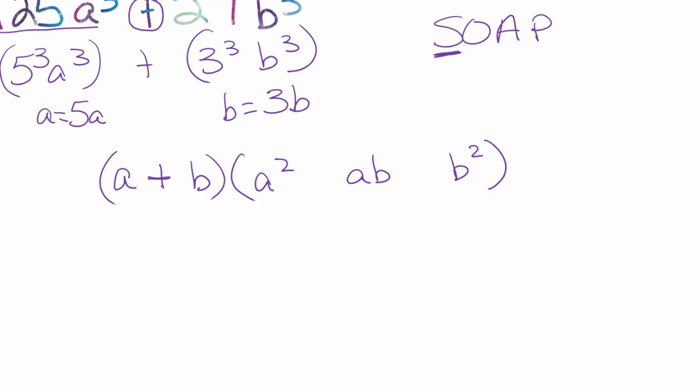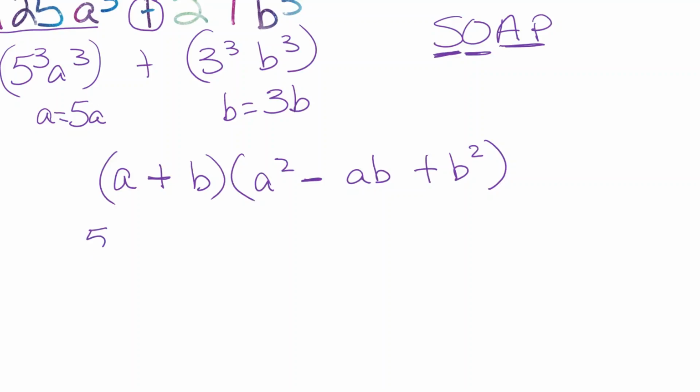The next one is opposite, so I had plus, so now I'm going to use opposite. And the last one is always positive. So it doesn't matter whether this was plus or minus. If you use SOAP, you'll always get your signs right. Same, opposite, always plus. Okay, so now we just have to fill in with our a's and b's.